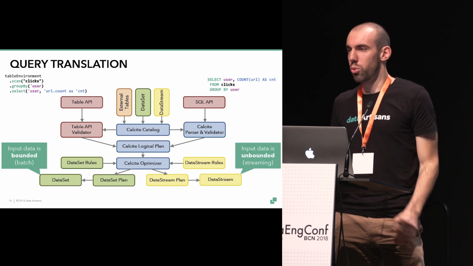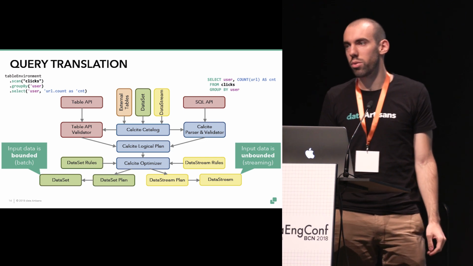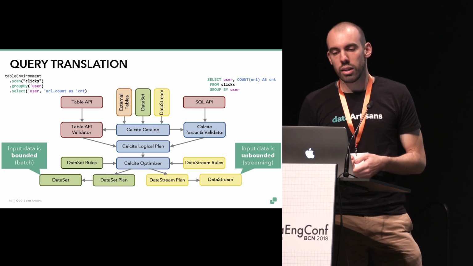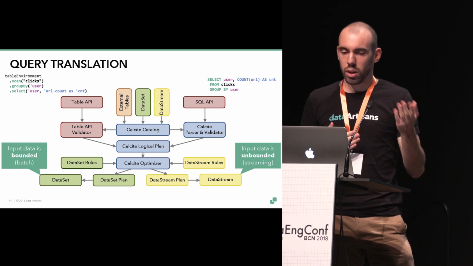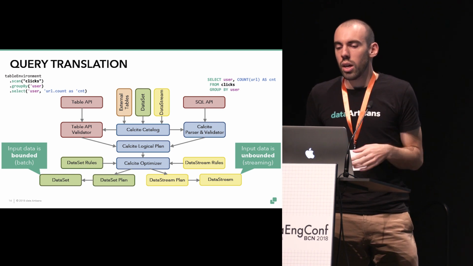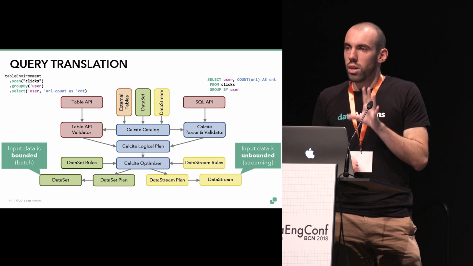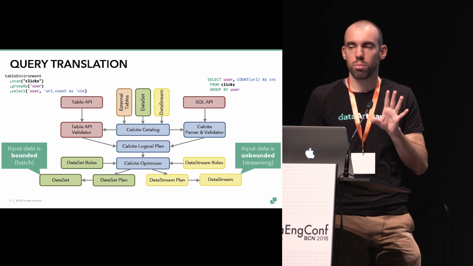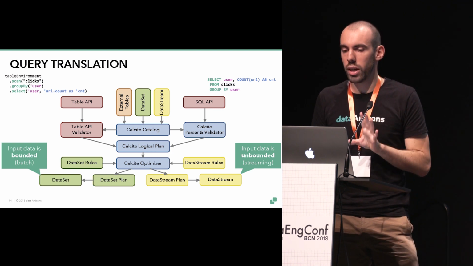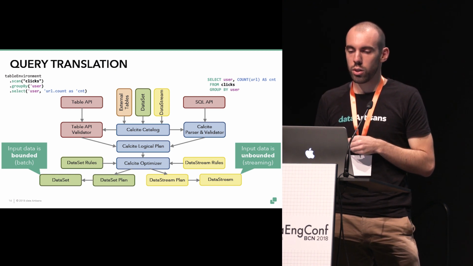So how do we actually do that? This is just a quick overview of the internals, how Flink's SQL API looks underneath. As you can see on the left and on the right side, we have a table API and the SQL API. Both APIs have validation and parsing layers. In the core of our API, we are using the Apache Calcite framework. Calcite is an Apache project specialized for doing relational optimization, relational planning, and so on. So we are relying a lot on Apache Calcite.